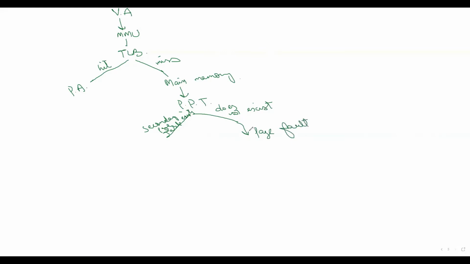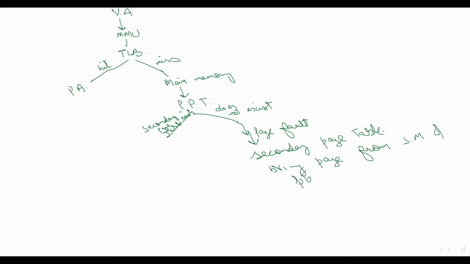So in this particular scenario, we have to create a secondary page table and also bring the page from secondary memory and place it in the primary memory. Otherwise, if the secondary page table exists, we have to access the secondary page table to get the frame number.